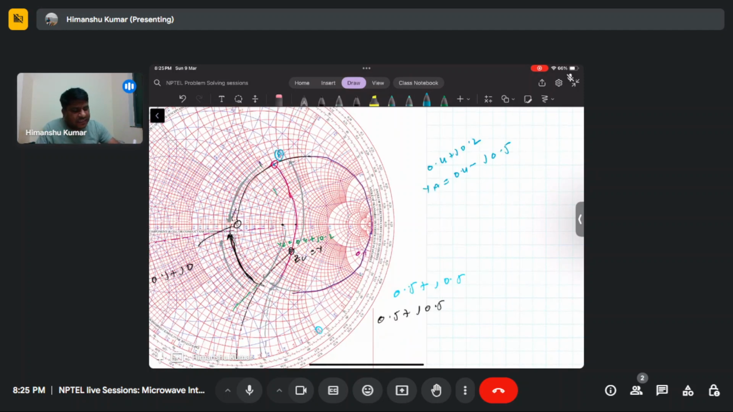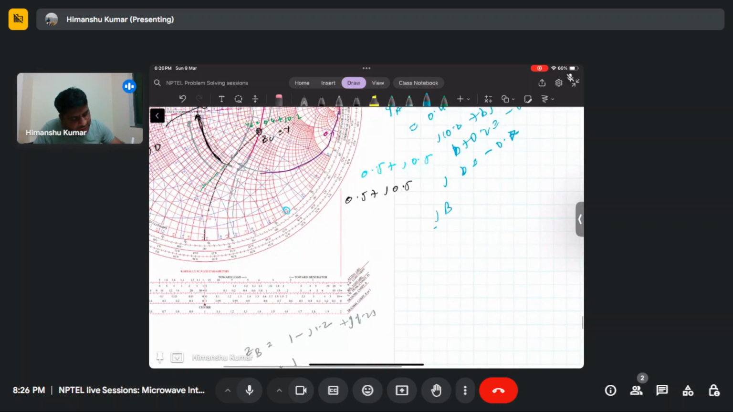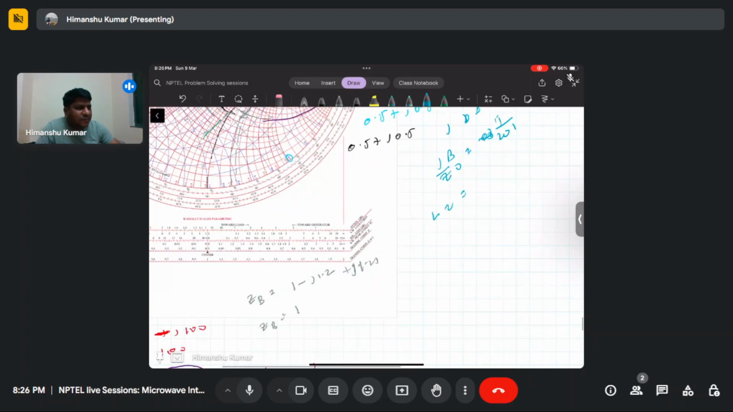And then to get this, YA will equal YL plus j times B. YL is 0.4 plus j times 0.2, plus j times B. So j times 0.2 plus B equals minus j times 0.5, so B plus 0.2 equals minus 0.5, and j times B will equal minus 0.7. Now we can equate j times B by Z naught to minus j omega L1, so 1 by omega L1, and L1 you will get 23.05 nanohenry.